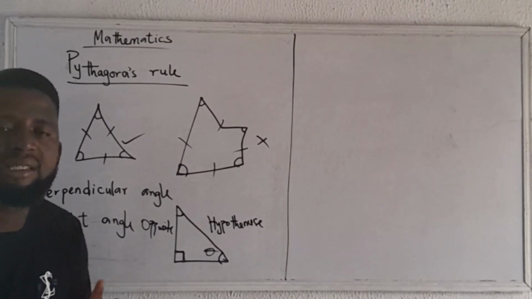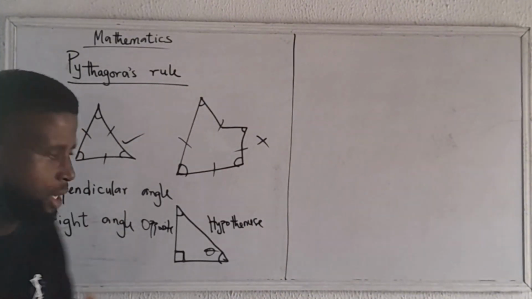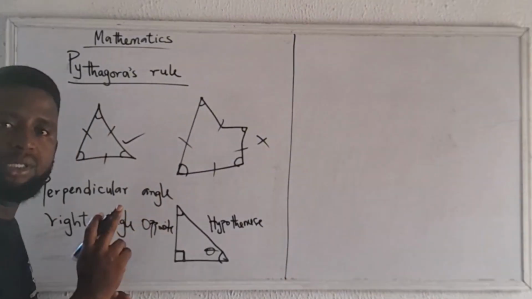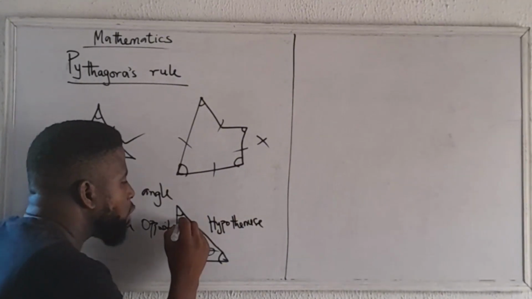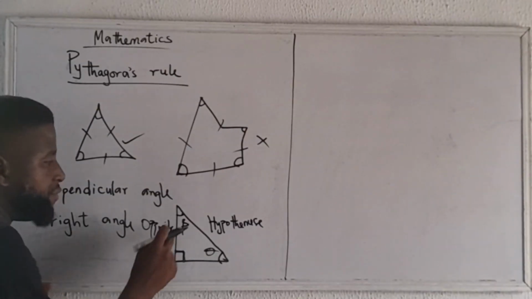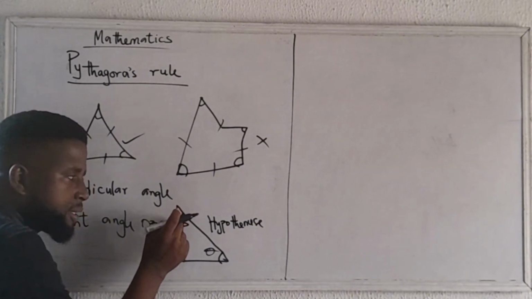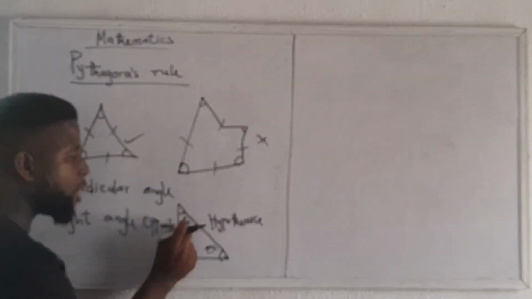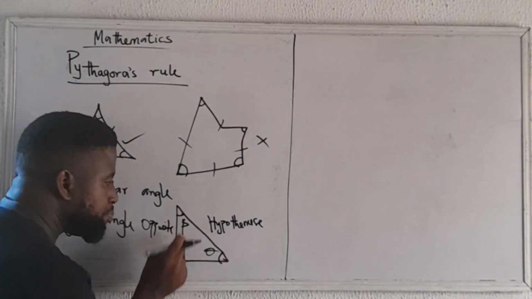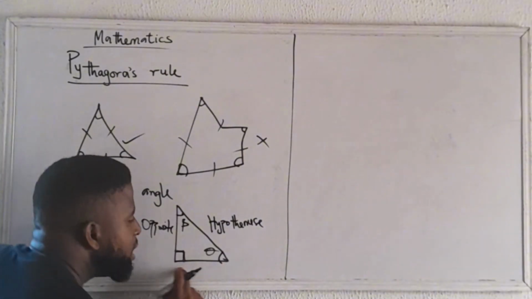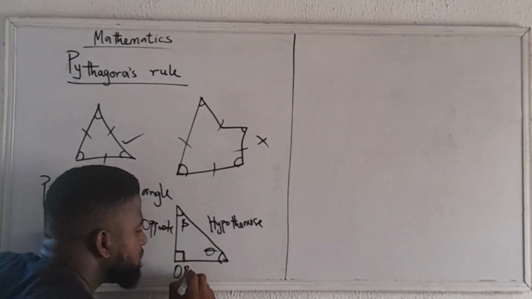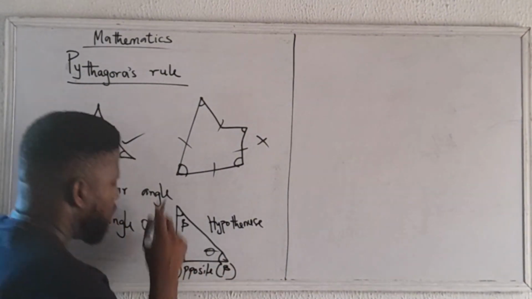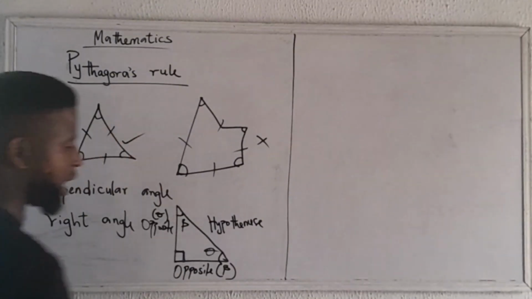Now, the opposite side is relative. It is not stationary. This side is not always the opposite side. If my angle, let's call this beta, for example, is at this point, now this side will be the side facing this angle. So at this point, for this angle beta, this side will be the opposite for angle beta. While this is the opposite for angle theta.